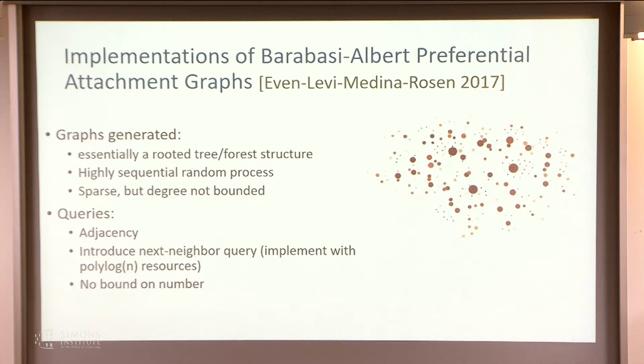Okay, and another final work I want to mention about huge implementations of random graphs is a very recent work of Even-Levi-Medina-Rosen. Here they show how to implement Barabasi-Albert preferential attachment graphs. What's interesting about these graphs is they're kind of like these rooted tree forest structures, but they're generated by a very sequential random process. They're sparse, but the degree is not bounded. Okay, so it doesn't fall under the previous situations.